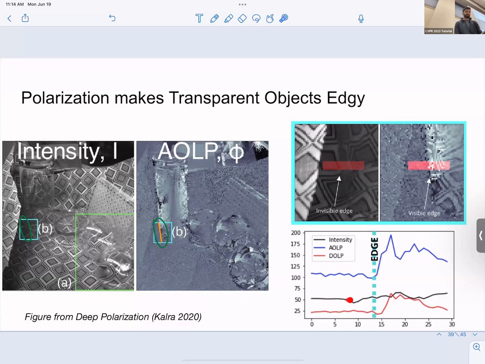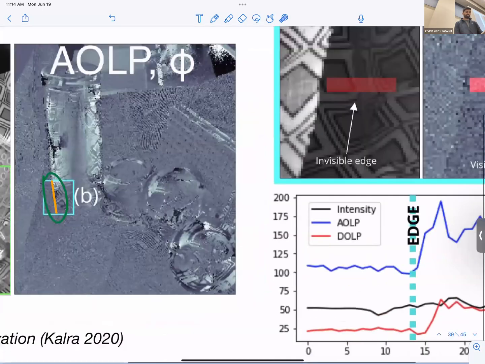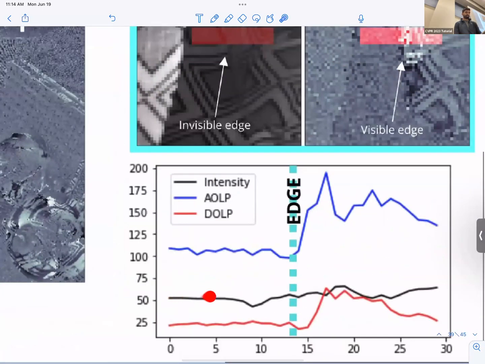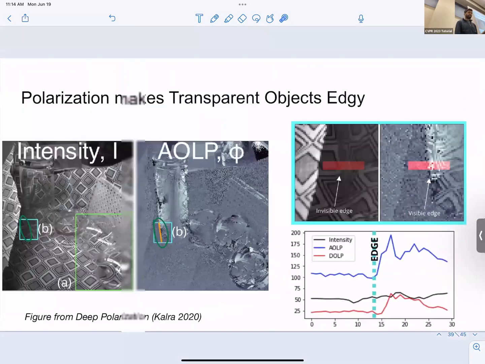If you look at the intensity edge, it's basically flat. So if you look at this intensity edge, which is in black, it's completely flat. Okay. So the end result is polarization makes transparent objects a bit edgy.